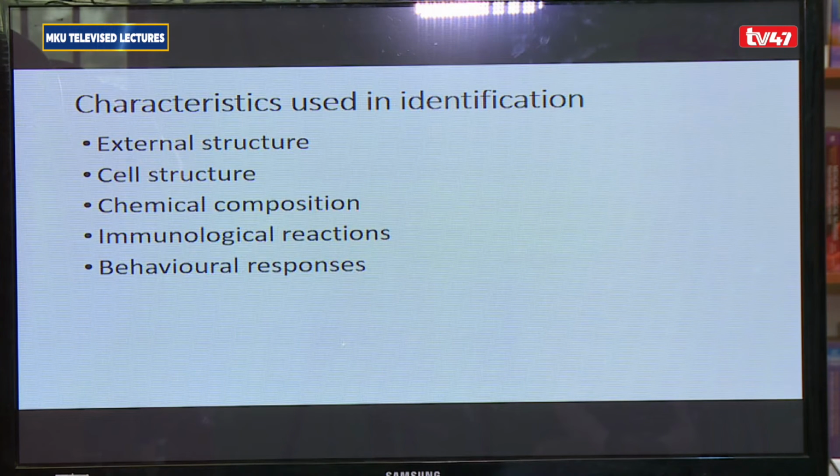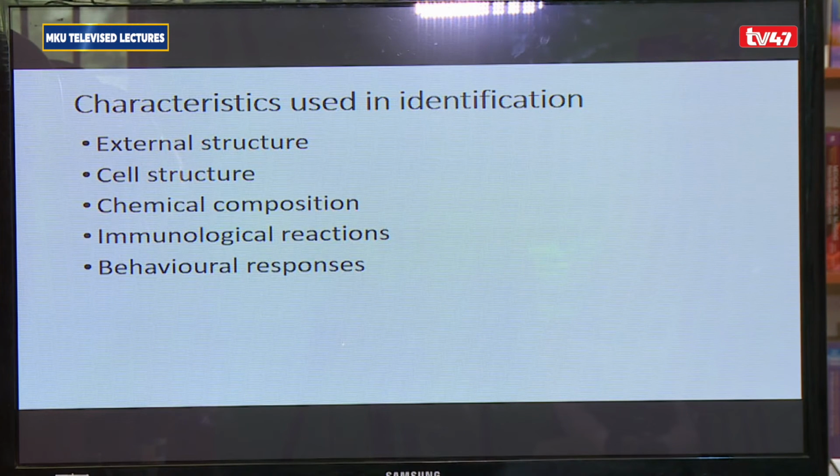We can also make use of the cell structure to identify and actually classify organisms. In the cell structure, we can make use of things such as the difference in the cell wall. For example, plants have a cell wall that is made up of cellulose, while fungi have a cell wall containing chitin. So differences in the cell wall of organisms can be used to identify and even classify organisms.